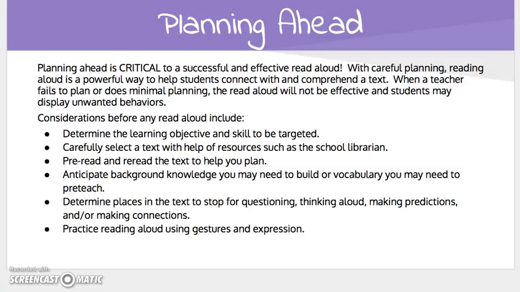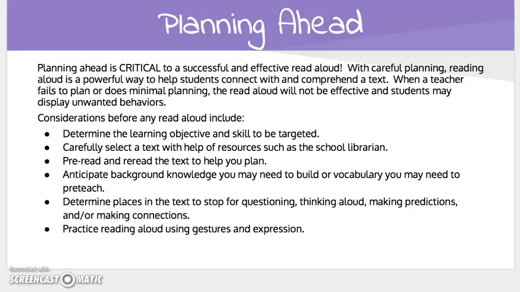I like to use sticky notes to mark places in the book where I'm going to stop when I'm doing a read aloud, and that gives me a little sign that I need to stop at that point. I also recommend practicing reading the text out loud before you do it with your class. You can use gestures and expression, and that gives you a chance to practice if there's any dialogue or exchange of dialogue between characters. And even maybe practice using different voices, which the students love.